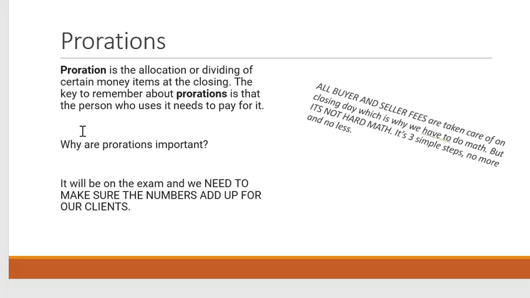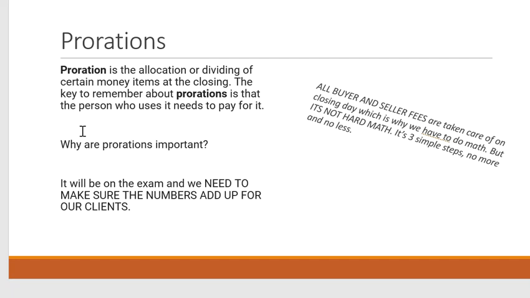So prorations, let's go over the definition. Proration is the allocation or dividing of certain money items at the closing. The key to remember about prorations is that the person who uses it needs to pay for it. So why are prorations important? Well, because we need to make sure the numbers add up for our clients when we're agents, but also it's going to be on the exam.